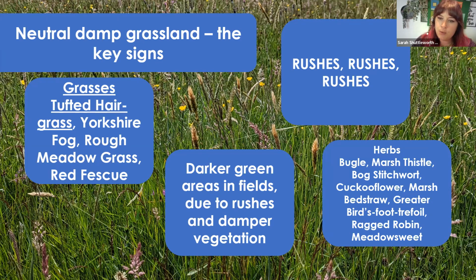Would be things like bugle in the grassland sward, marsh thistle, bog stitchwort, cuckoo flower, obviously finished mostly at this time of year, marsh bedstraw, greater bird's foot trefoil rather than our common bird's foot trefoil, which is slightly more robust and quite hairy. Ragged robin and meadowsweet, they would also be other ones that you might have there.